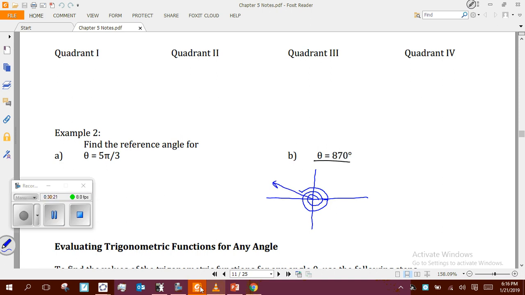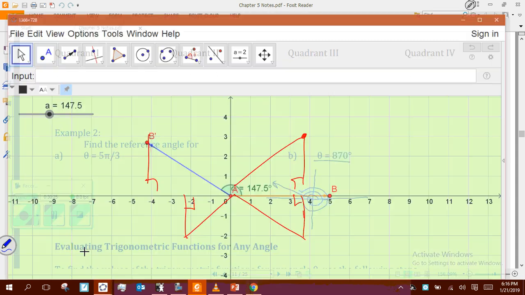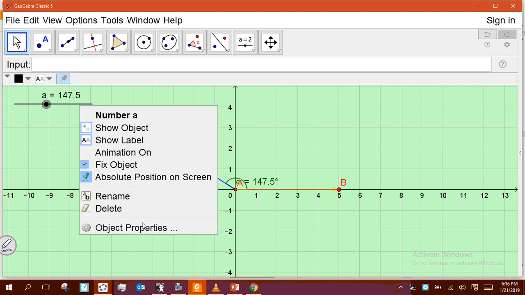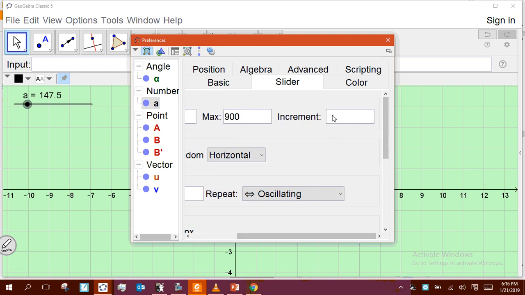All right, so if we were looking at maybe a little bit more defined way of doing this, a little better picture. Let's get this thing to go to 900, increments of 10.